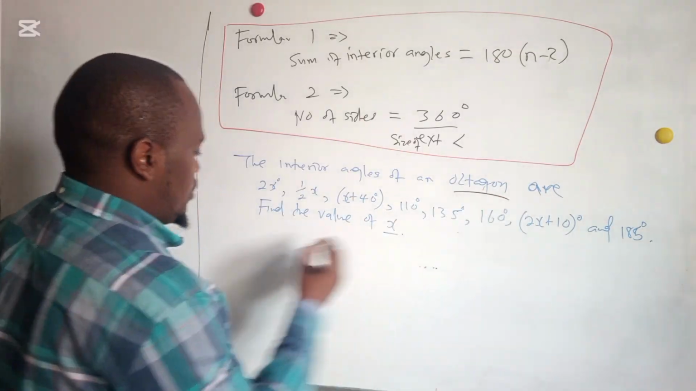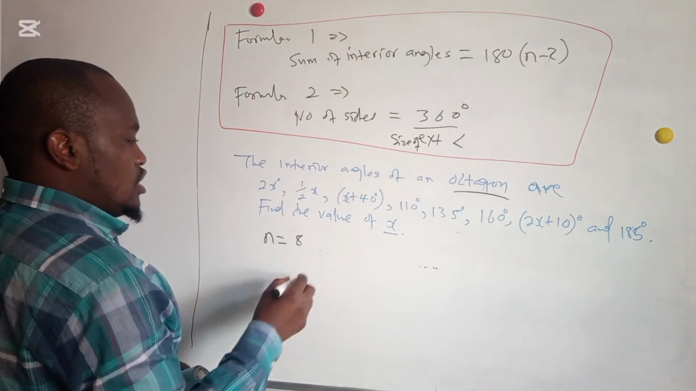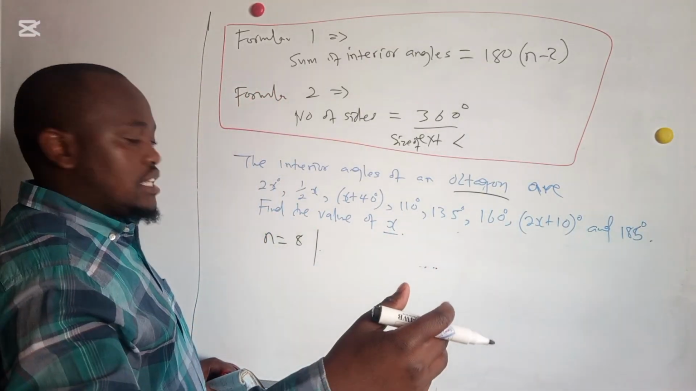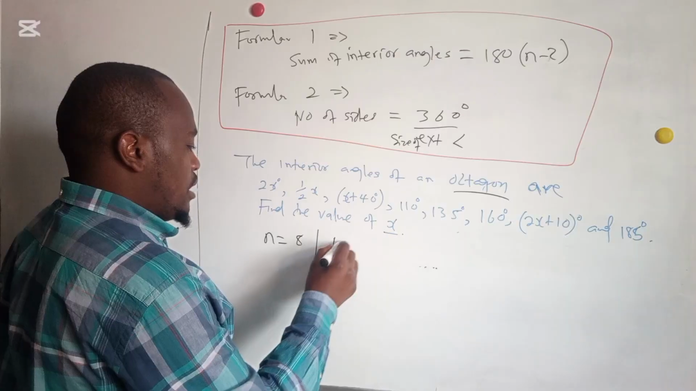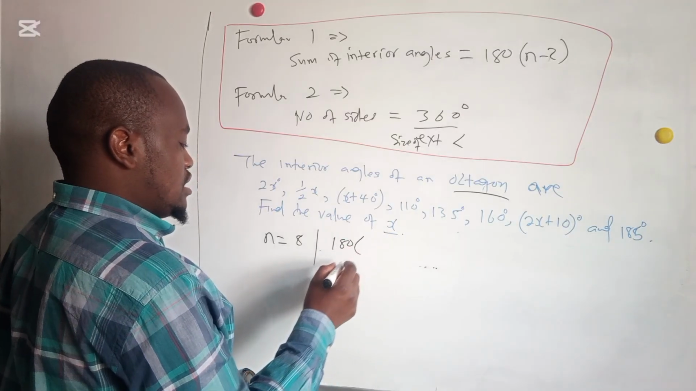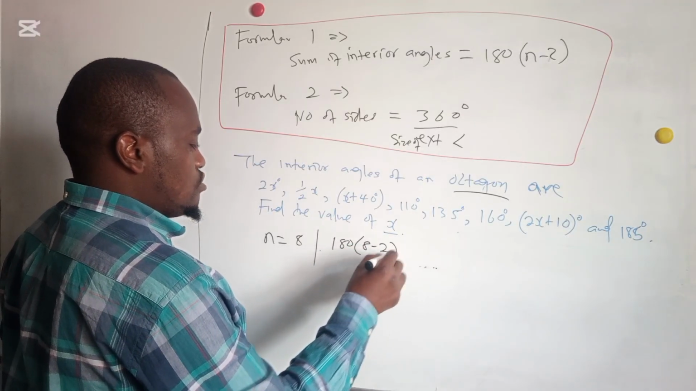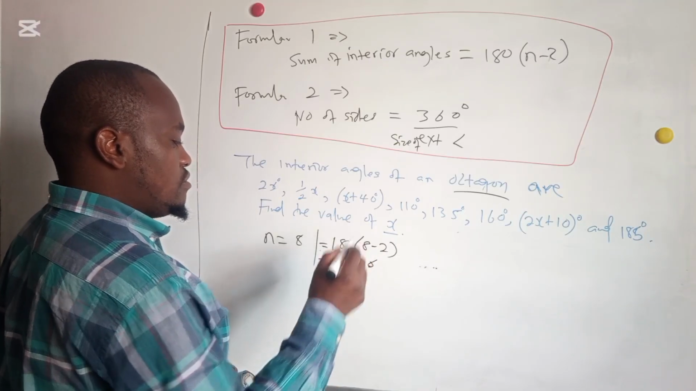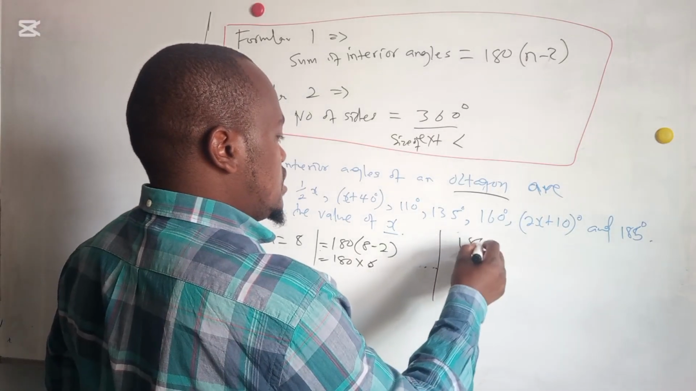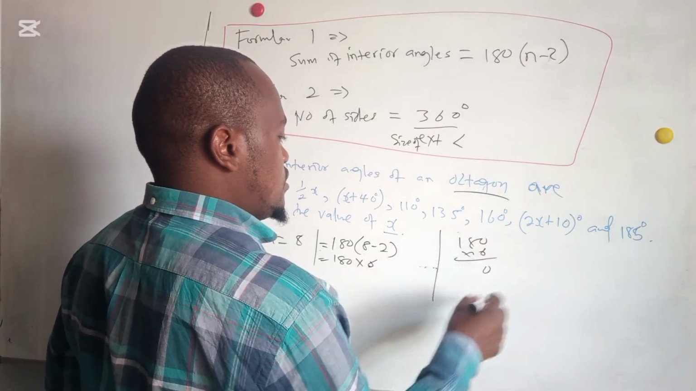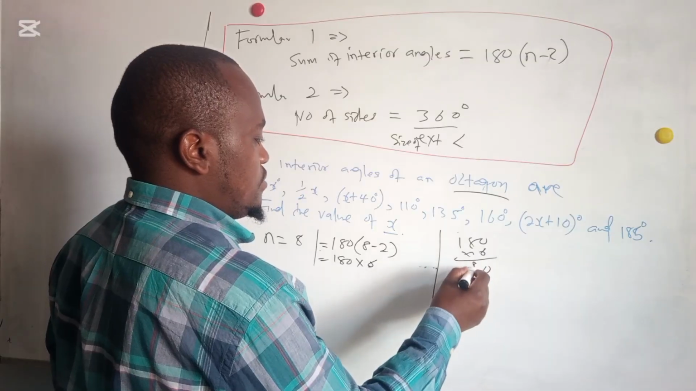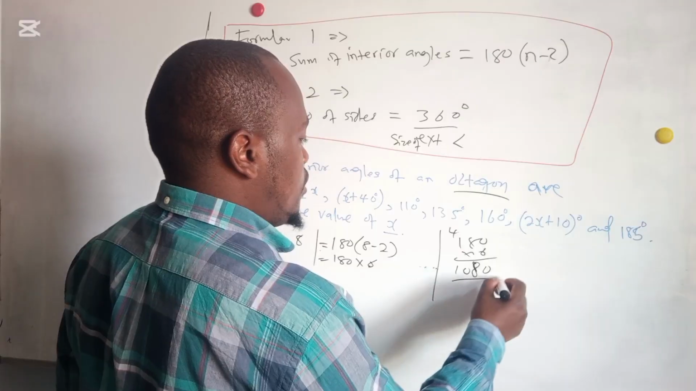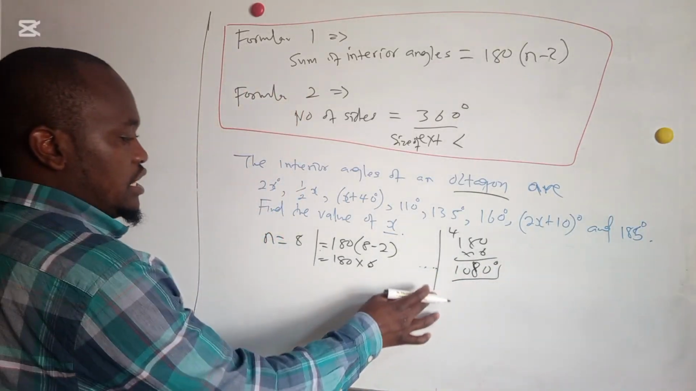So this is an octagon. N is equal to 8. So we need to know the sum of interior angles so that you add all this and equate to that answer. This one is given by 180 in brackets n minus 2, 8 minus 2. So this is 180 times 6. Now 180 times 6, this is the sum of interior angles, 1080.